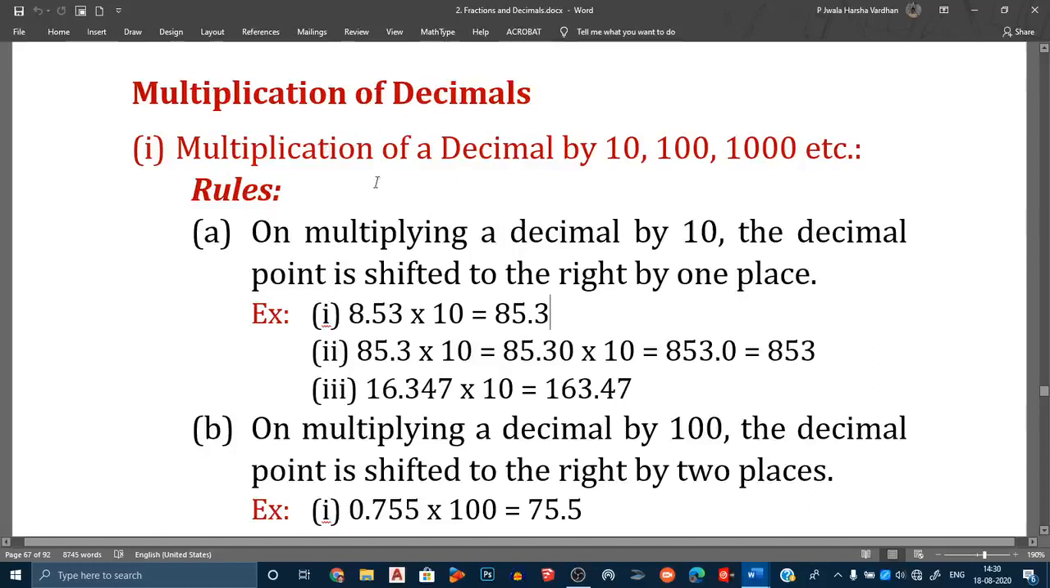In the multiplication of decimal numbers, you have to know three types of rules. The first one is the multiplication of a decimal by the multiples of ten, which are 10, 100, 1000, 10,000, etc. How to multiply a given decimal number with the multiples of ten, which is 10, 100, 1000. So this is the first concept.